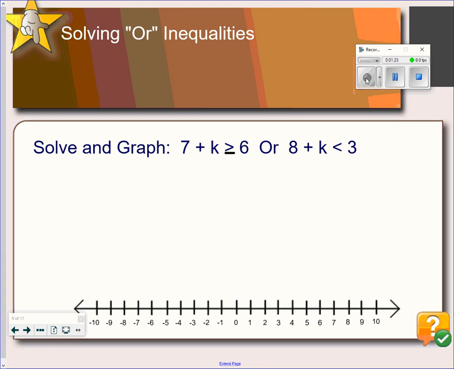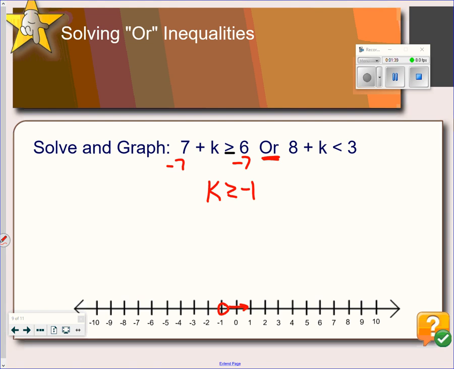You can also have a compound inequality with the word "or," like we have here. In this one, we'd subtract 7 on each side. We get k is greater than or equal to -1. So there's -1, and we have greater than.